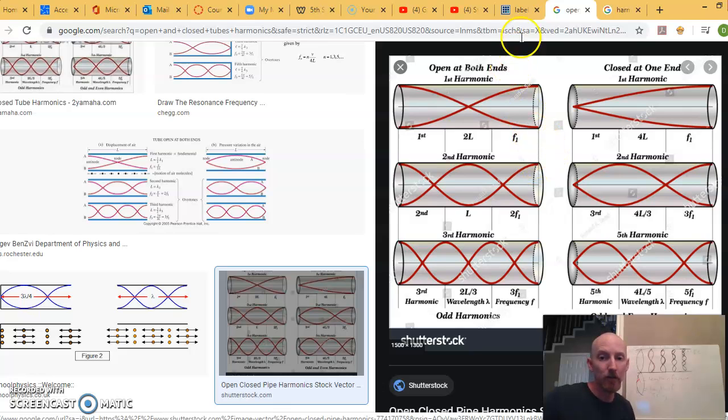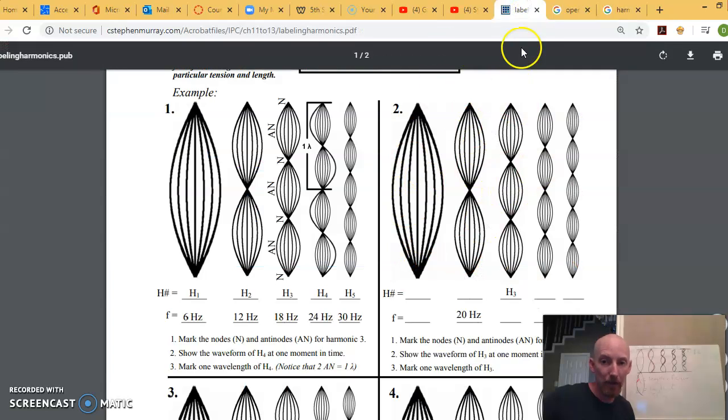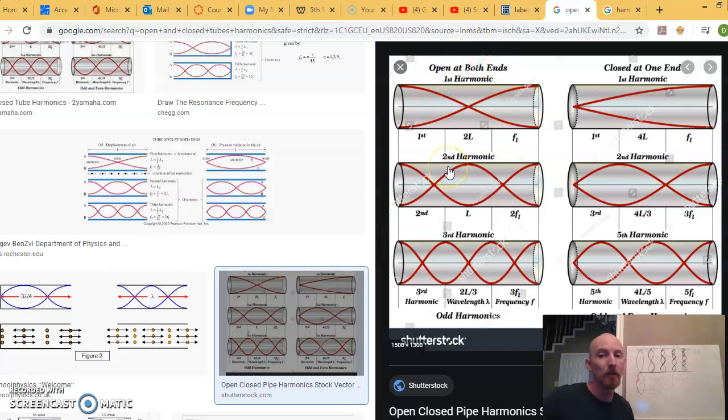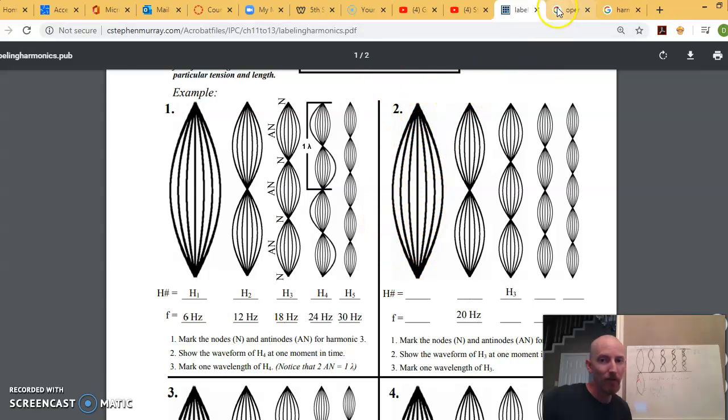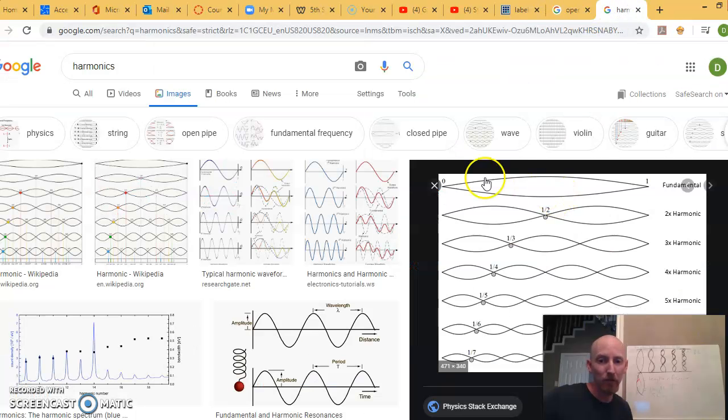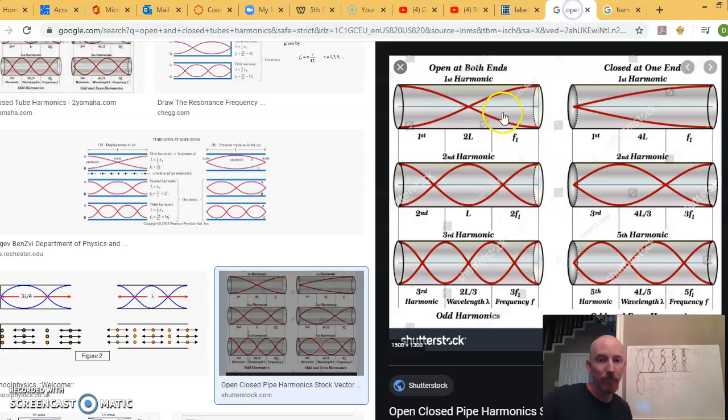Now the good news is that all the math for your strings and your open tubes is the same. The patterns end up being the same. I'm wondering if you can see that. Here is the fundamental up here. This is the fundamental for an open tube. I'm hoping you can see that this pattern is really the same as this thing. Or let me show you another one. Like this guy right here is your fundamental for the string, right? And here is the fundamental for an open tube. They're the same. You get the same pattern.